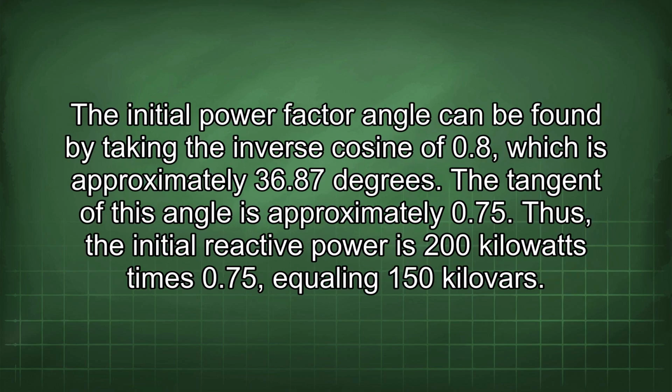The initial power factor angle can be found by taking the inverse cosine of 0.8, which is approximately 36.87 degrees. The tangent of this angle is approximately 0.75. Thus, the initial reactive power is 200 kilowatts times 0.75, equaling 150 kilovars.